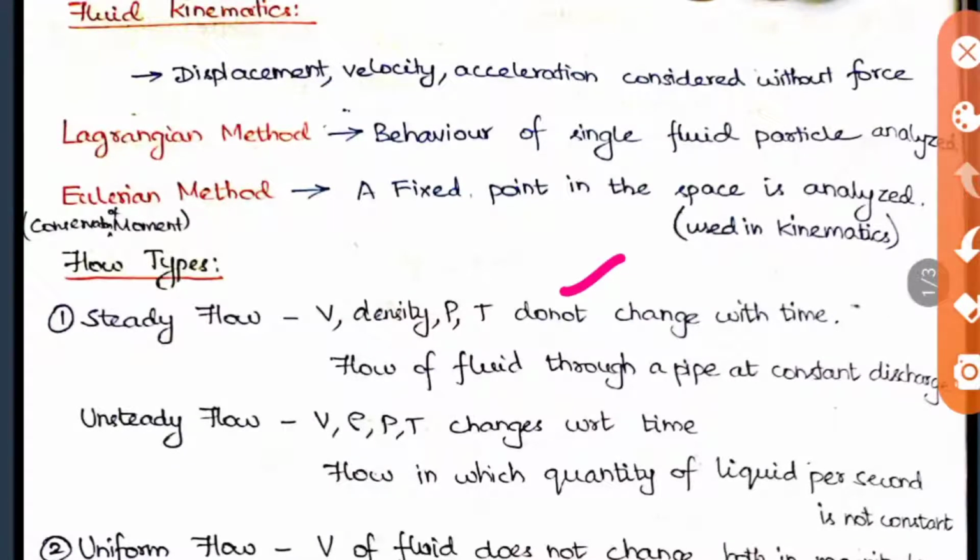So now we can judge what is unsteady flow. So the liquid quantity, that is the discharge, will not be the same here. So here the velocity, density, pressure and temperature change with respect to time, and it is a flow in which the quantity of liquid per second is not constant. So this is all about your steady and unsteady flow.